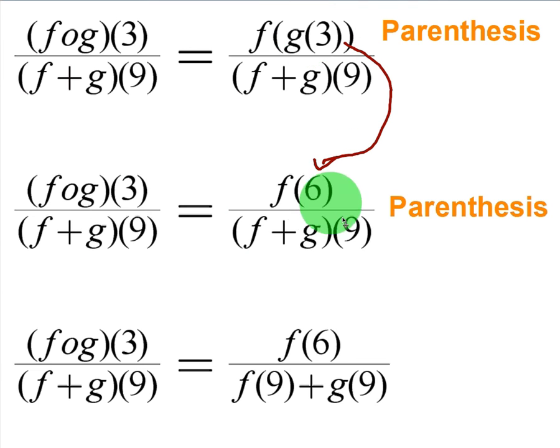Now, do we do f of 6 now? Well, that's not actually technically. We could actually, yes, we could. But I'm going to go ahead and do the bottom part. F plus g of 9, I'm going to break that down. F plus g of 9 is the same as f of 9 plus g of 9. Okay?